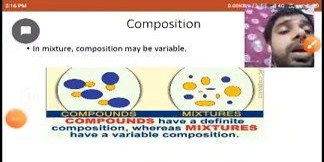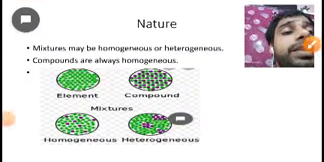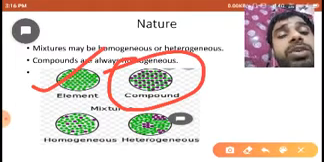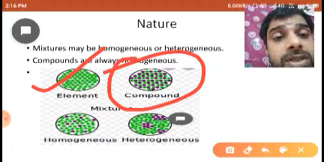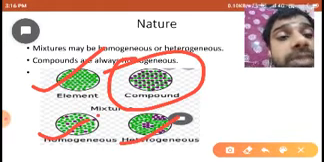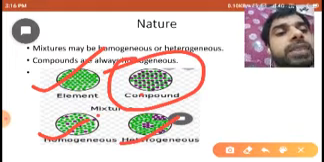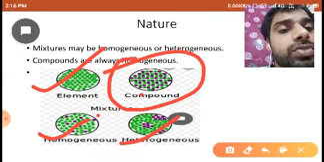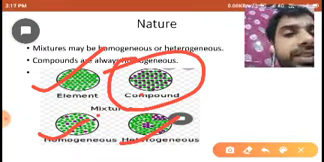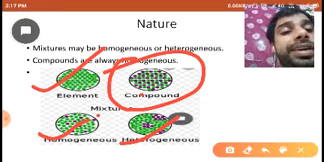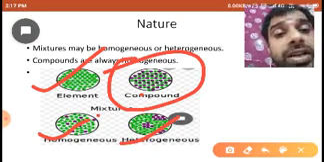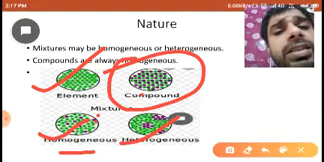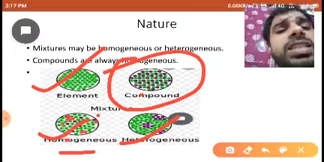Okay, now you can see the next one, nature. If I talk about compounds, here I have made compounds; an element, you know, is made up of the same kind of particles. Mixtures are of two types, homogeneous mixture and heterogeneous mixture. In the compound, you see this beautiful diagram: everywhere the two colors are uniformly scattered and arranged. So a compound has a fixed ratio by mass. But in the mixture, this is a homogeneous mixture: one particle here, one particle here, the same throughout.